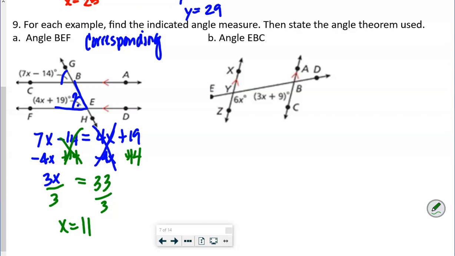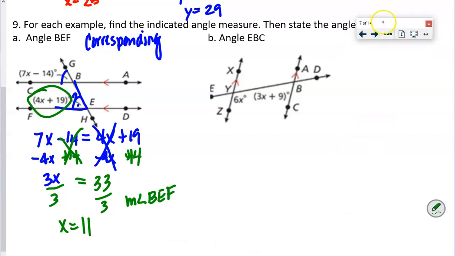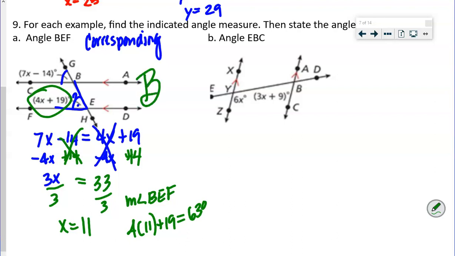We must plug that back up into this equation right there. So we're trying to find the measure of angle BEF, right? So to do that, we are going to do 4 times 11. That's 44 plus 19. So that's going to be equal to 63 degrees, right? And on y'all's paper, there were answers, and I guess I didn't put them over here. That was answer B. Okay, y'all?